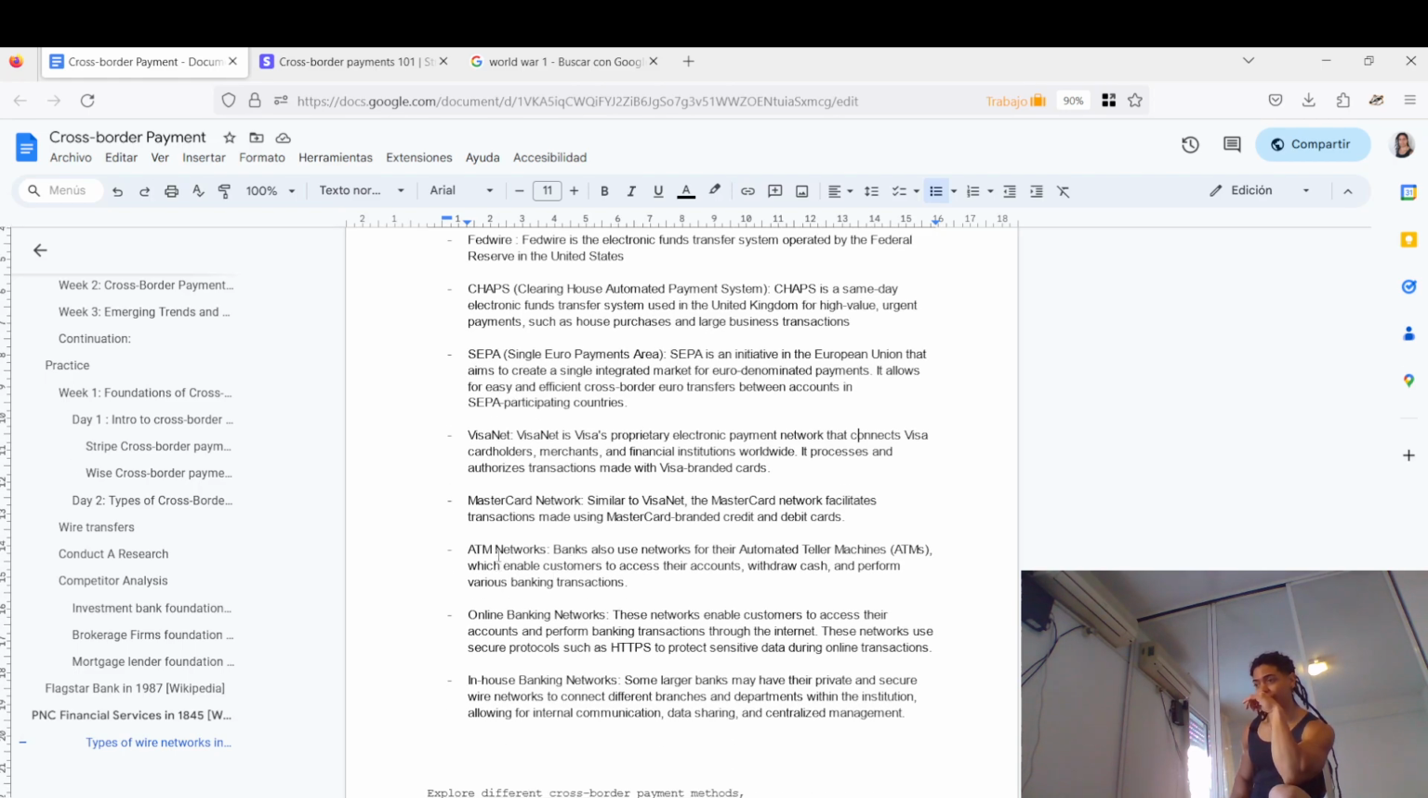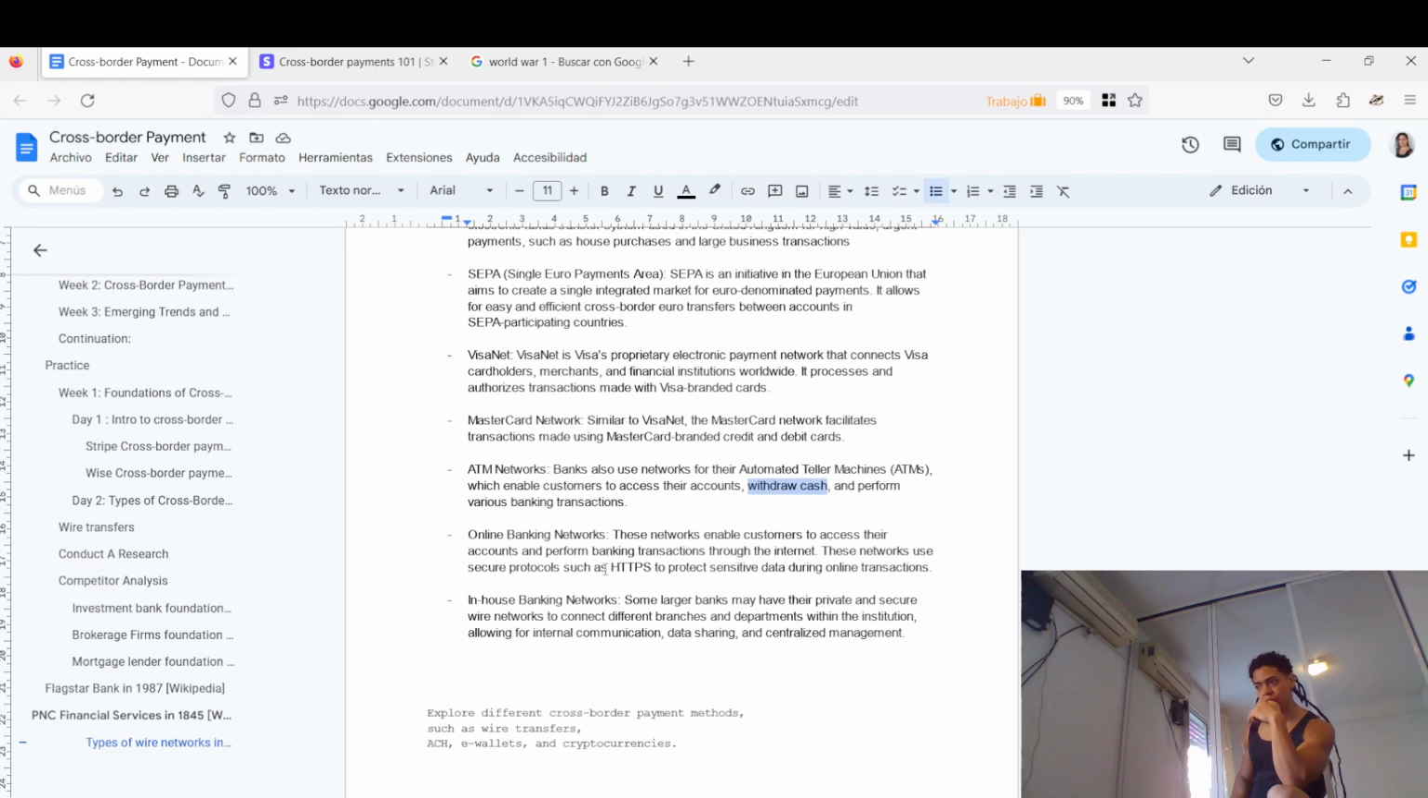Oh, the other is ATM networks. Banks also use networks for their automatic teller machines, which enable customers to access their accounts, withdraw cash, and perform various banking transactions. ATM networks have a particular network for automatic teller machines.